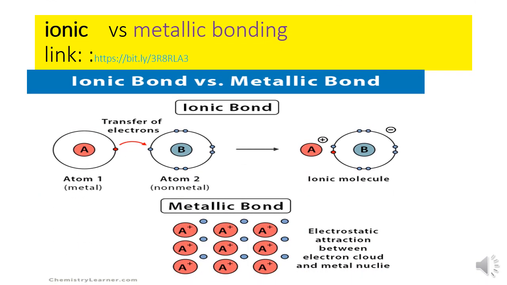Ionic versus metallic bond. In ionic, we have seen the transfer of electrons. Then for metallic bond, there is electrostatic attraction between the electron cloud and metal nuclei. Here we have the positive and this is the negative. This is called the electron sea model.